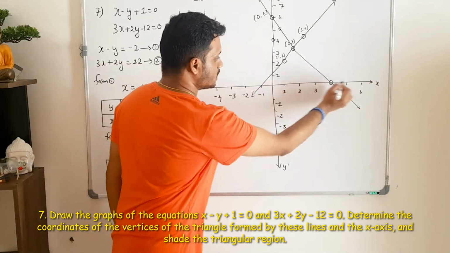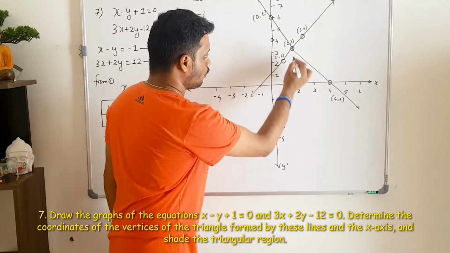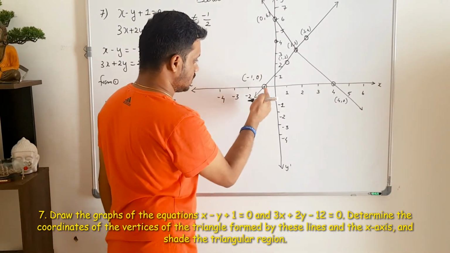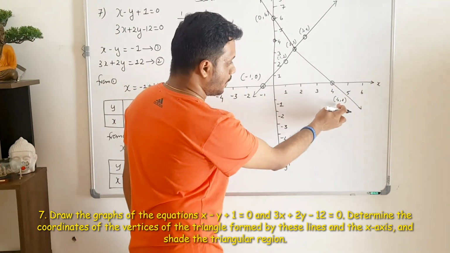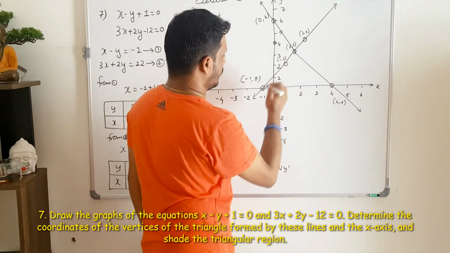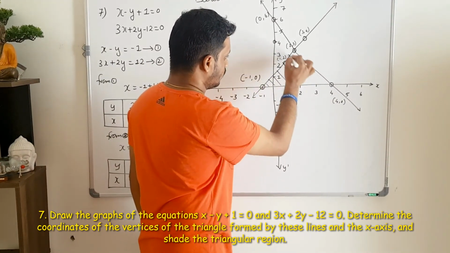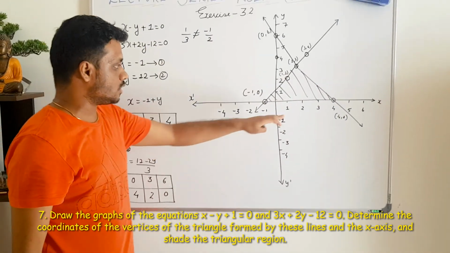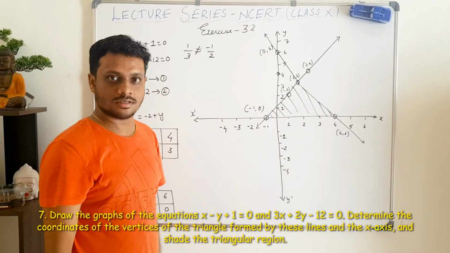So the x-axis is taken as the base and this is the triangle so formed, and the coordinates over here are minus 1, 0 for this point, and this point is already a part of the graph which is 4, 0, and this apex is also a part of the graph which is 2, 3. So this is the required triangle that we have to obtain when we solve these two equations, which is made with the x-axis. Thank you.